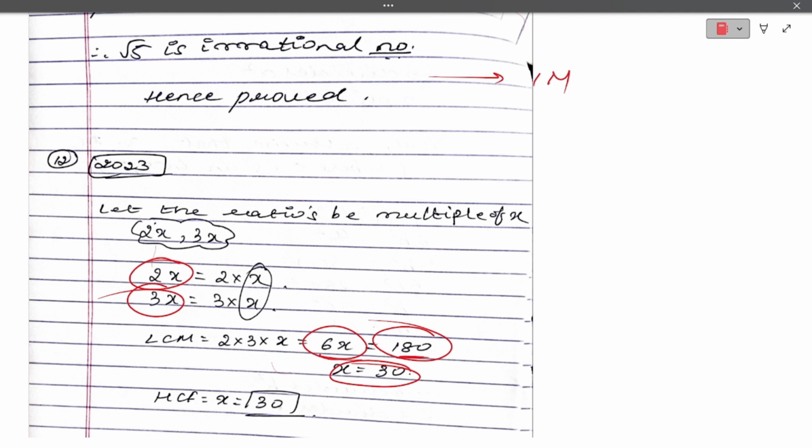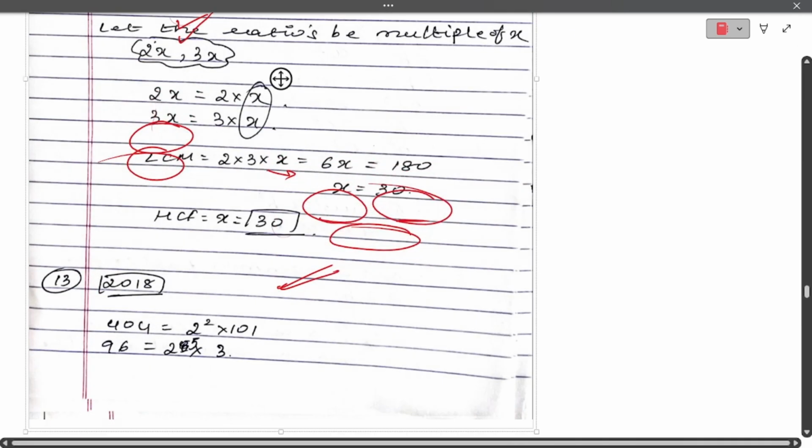So x is equal to 30. What is the x? X is the highest common factor. That is nothing but my HCF. So this was asked in the year 2023. Doubts? Okay, we'll move ahead further.